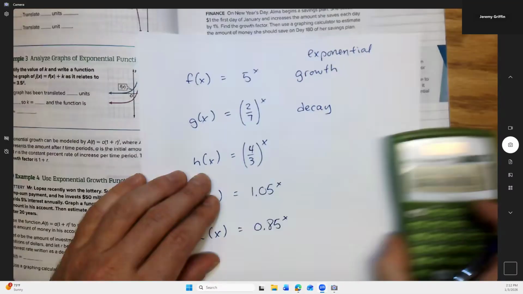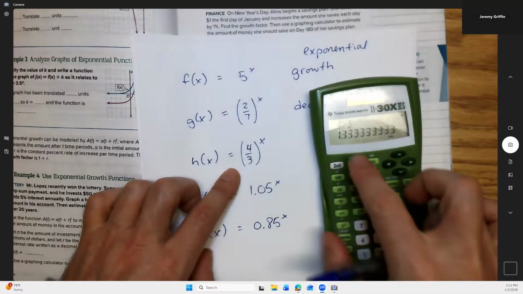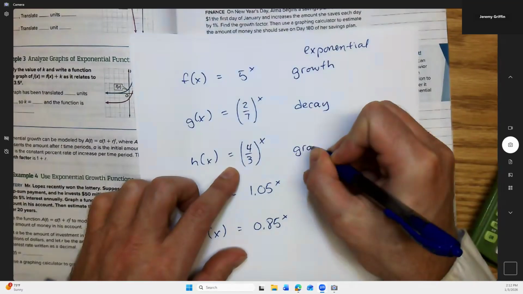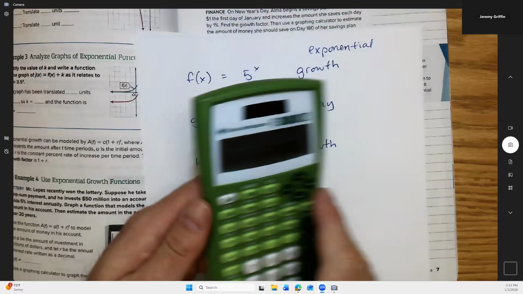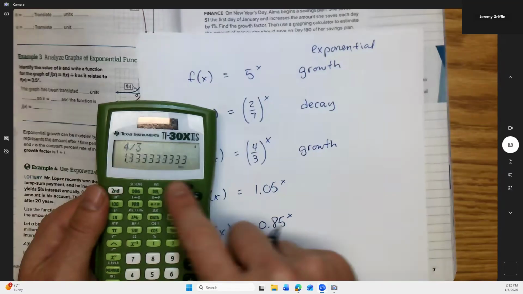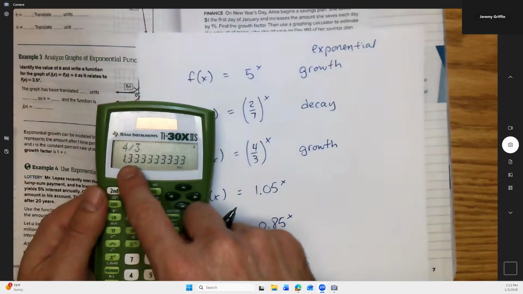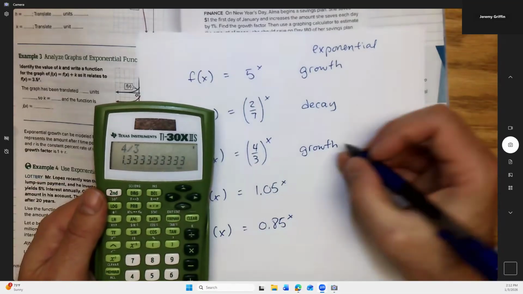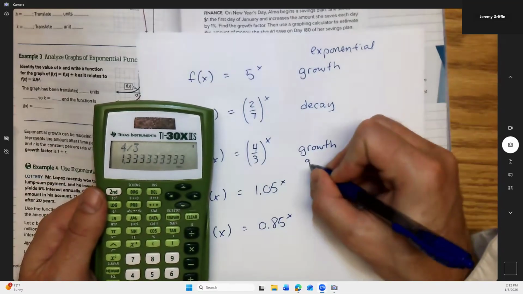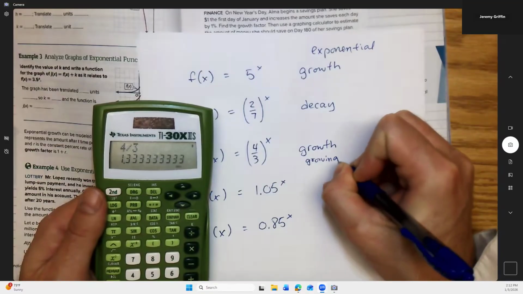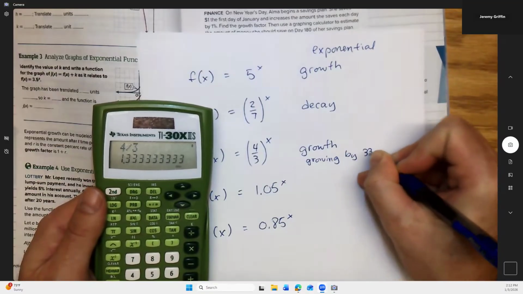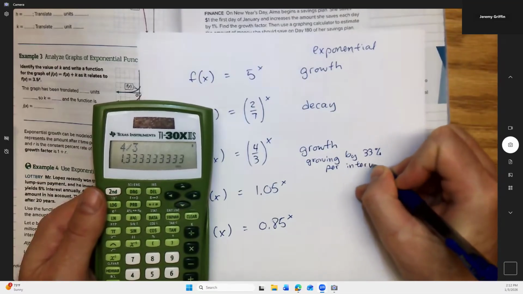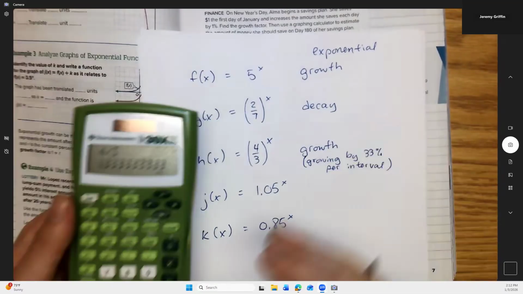How about the rest of these? 4/3. Well, 4/3 is 1.33. So this would be exponential growth. Actually, here if you just divide this out, 4 over 3, you can call this 133%, or you can say it's growing by 33%. Here, I'll put that in parentheses. Growing by 33% per interval, maybe interval of time or whatever the x-axis represents.